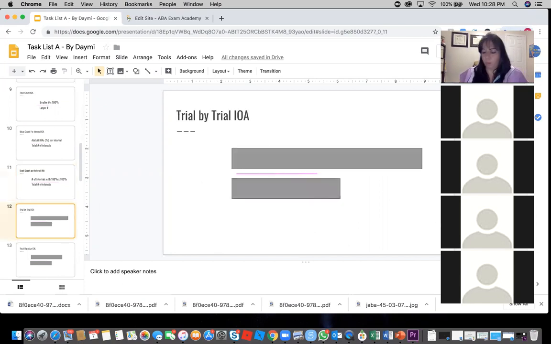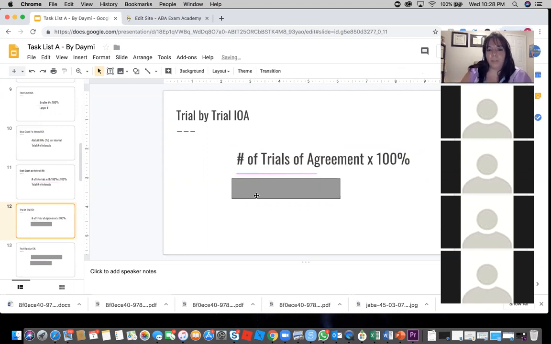All right, anybody want to go for trial by trial? That's the number of trials that are agreed with times 100, and then over the total number of trials. Yes, perfect. Good job, Christina. All right, so number of trials of agreement times 100 divided by the number of trials.